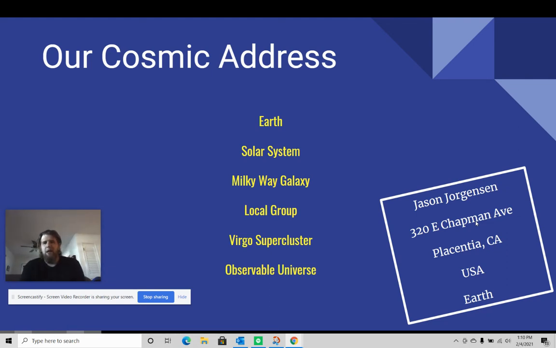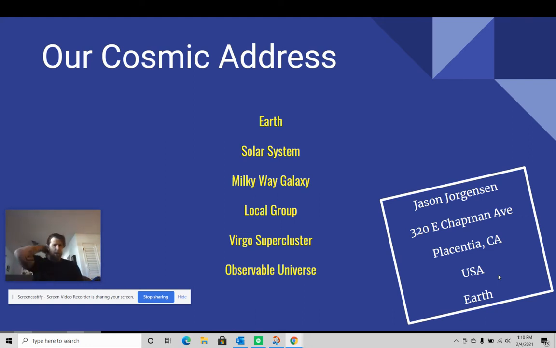Just the way, if I was expecting a letter, or if someone wanted to send me something, or if I wanted to tell people where I lived, I would say, okay, I'm Jason Jorgensen. I live at this street address, 320 East Chapman Avenue. I live in this city, which is within this state, in this country, on this planet. Now, obviously, you don't have to get that detailed, but with something like the universe, we do have to be super detailed with it.